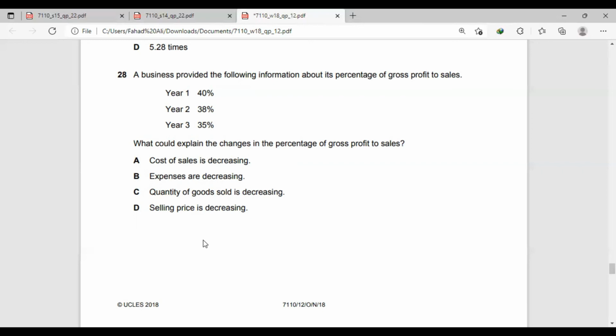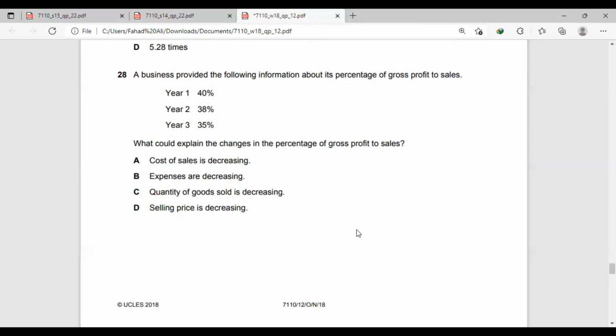Expenses are increasing. Expenses have nothing to do with gross profit because they are written after the gross profit. Quantity of goods sold is decreasing. No, we cannot say this thing. Why can we not say it? Even if the quantity of goods sold is decreasing, the gross profit would not be affected, because our cost of sales is stagnant, so we'll not get a major change. Yes, we can get a change, but obviously not to a greater extent.